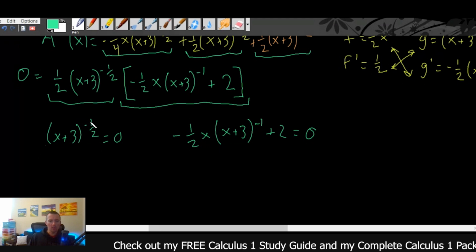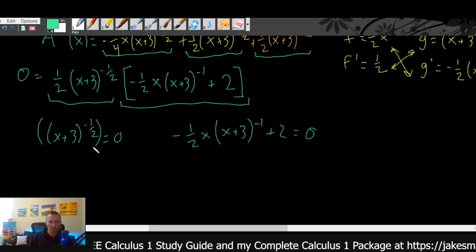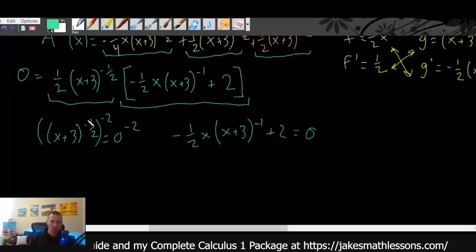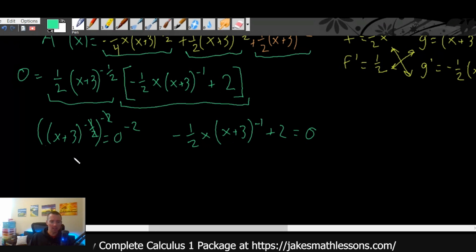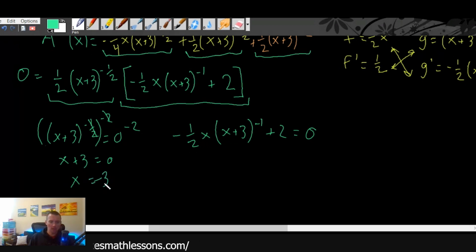Then to get rid of the negative 1/2 power, what we can do is raise both sides of our equation to the negative 2 power. Negative 1/2 raised to the negative 2 is going to cancel out. So we're just going to have x plus 3 equals 0. Subtracting 3 over gives us x equals negative 3. There we go. And then over here, we're going to move the 2 to the other side.